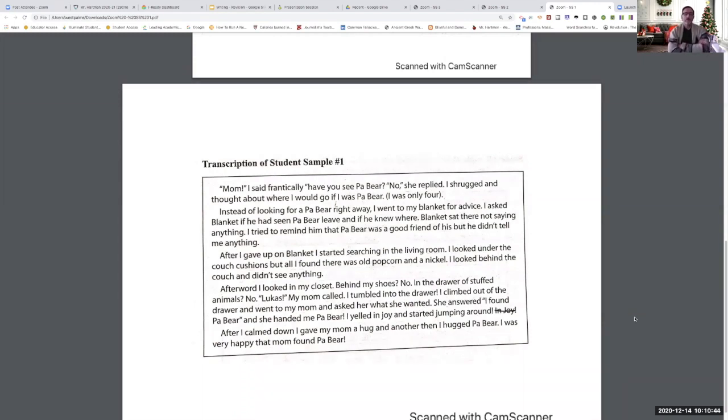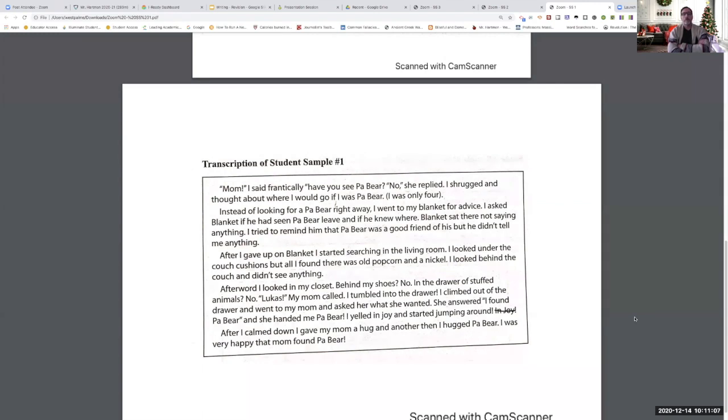I climbed out of the drawer and went to my mom and asked her what she wanted. She answered, I found Pa Bear, and she handed me Pa Bear. I yelled in joy and started jumping around. After I calmed down, I gave my mom a hug and another. Then I hugged Pa Bear. I was very happy that Ma found Pa Bear.